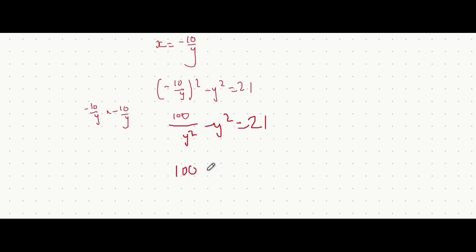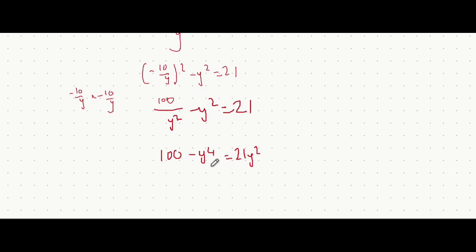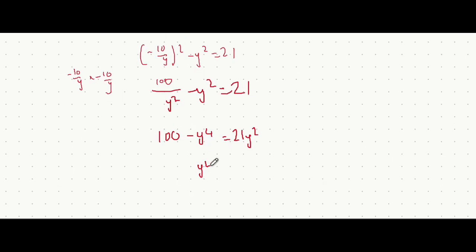When you've done that, the first term becomes 100, the second term becomes y to the power of 4, and the last term becomes 21y squared. If you now take everything to the right hand side to make this a positive y to the power of 4, we get y to the power of 4 plus 21y squared, take away 100 is all equal to 0.